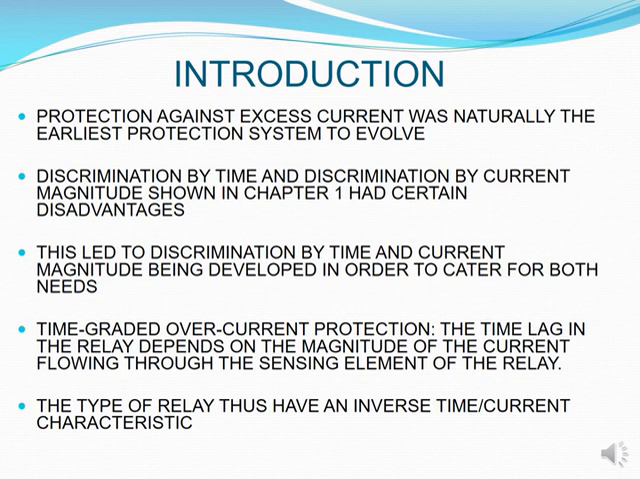Protection against excess current was one of the first forms of protection that were developed. The reason it was developed is because when they just looked at discrimination by time on a radial system, it didn't work so well. It had disadvantages. And when they looked at discrimination by current magnitude alone, there were also certain disadvantages. So they combined the two systems so that you could have discrimination by time and current magnitude. This is really what this chapter is going to be looking at.